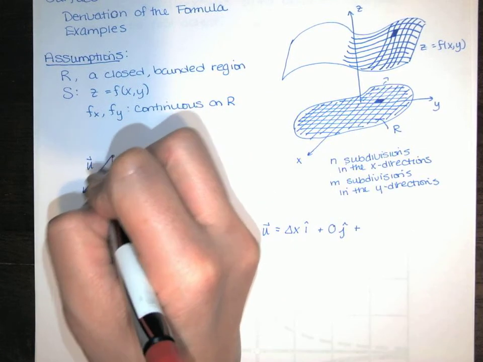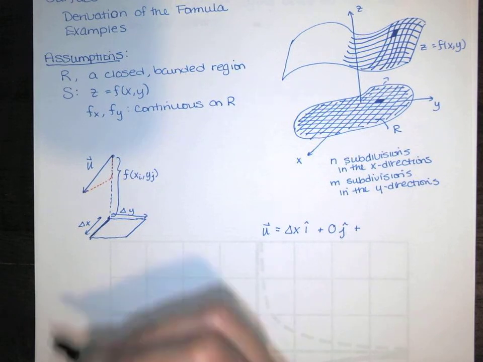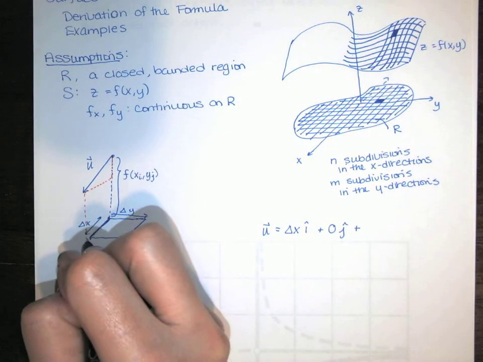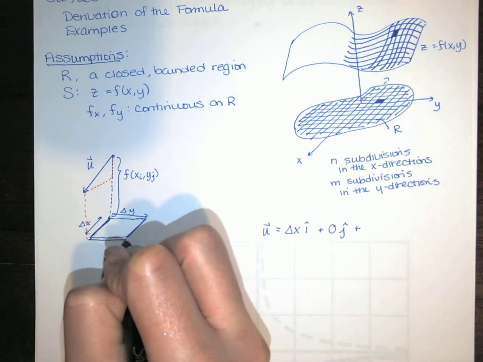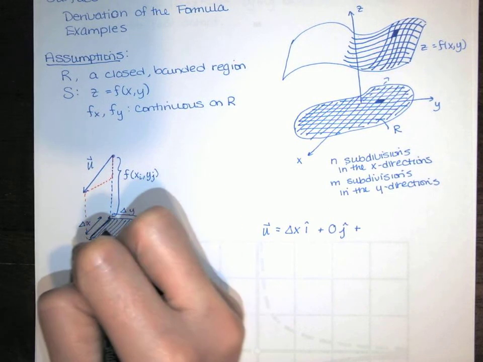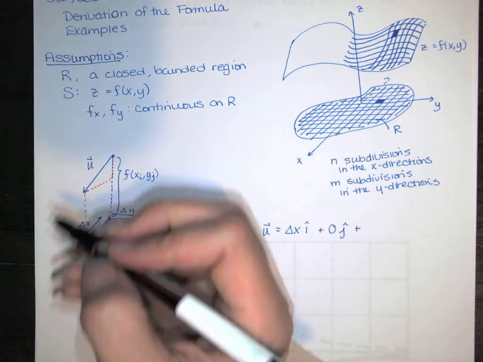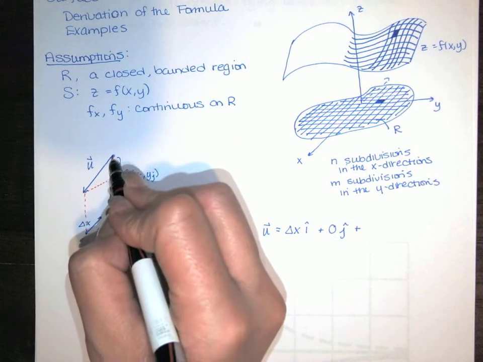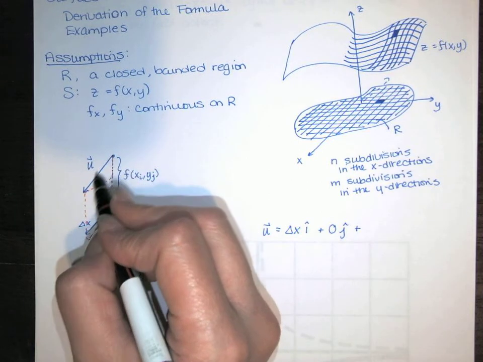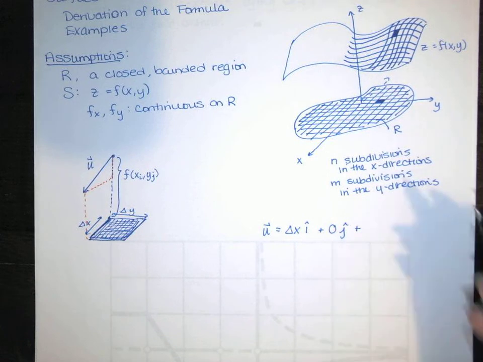So I want to know, well, what is that z component? It looks like the slope in the surface from the way I've drawn this vector. Looks like it must be negative there. Maybe I'll draw my rectangle a little bit bigger. Well, in order to find the z component, I take the slope of the surface in the x direction, and I multiply by delta x.